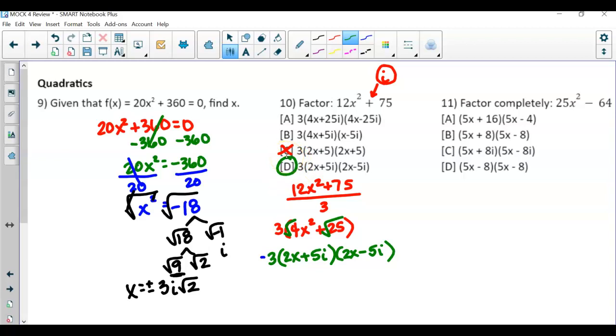Then question 11. Again, here I notice I have 2 terms, but now I'm subtracting. So no need for i in this answer because this is subtraction. So I'm going to mark off C because there's i in the answer. Now I do notice that there is no GCF, so we can go right into the difference of the 2 perfect squares. Take that square root. So now square root of 25 is 5, so 5x plus the square root of 64, which is 8. So 5x plus 8 times 5x minus 8. That's why here the answer is B.